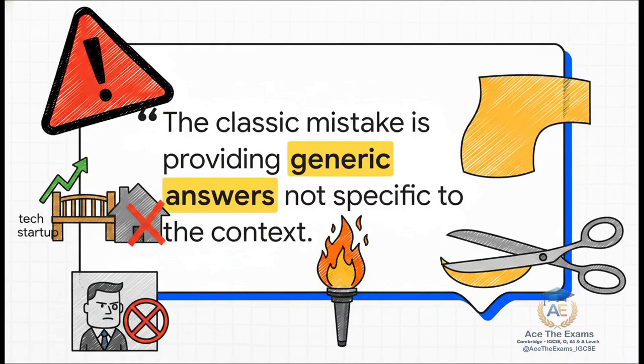I want you to hard-code this quote into your memory right now. The classic mistake is providing generic answers not specific to the question context. Always link every point to the given scenario. This is the ultimate examiner firewall. If the prompt tells you a company is a rapidly expanding tech startup, and your evaluation relies on generic, pre-programmed textbook facts about stable utility companies, your code will be rejected by the firewall. Your answer must be a custom-built patch for the exact scenario provided.